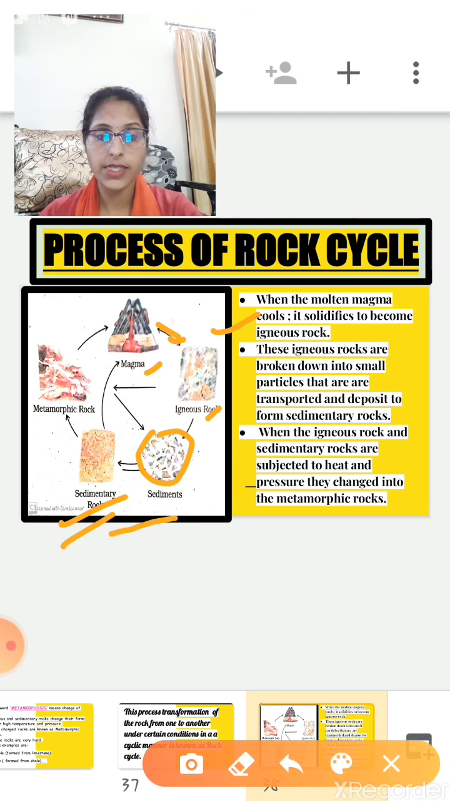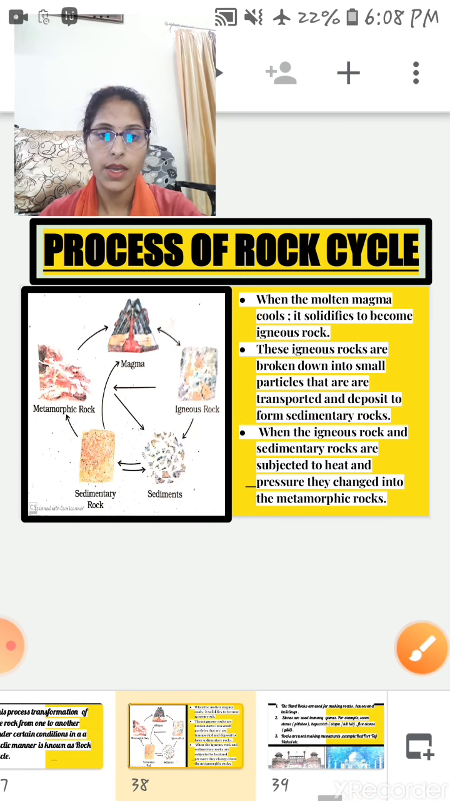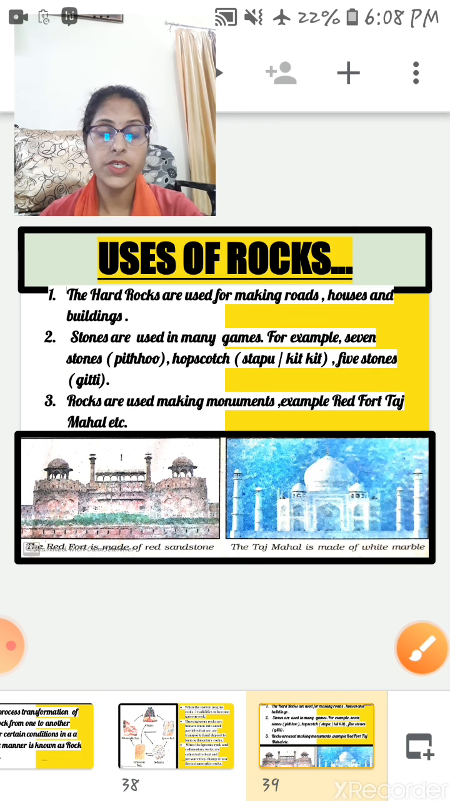When the igneous rock and sedimentary rocks are subjected to heat and pressure, they change into metamorphic rock. Extreme heat will lead to the melting of rocks and form new magma inside the earth. This magma again cools and solidifies to form igneous rock. So the entire process is called the rock cycle, and this process is continuously going on. Is it clear? Okay.